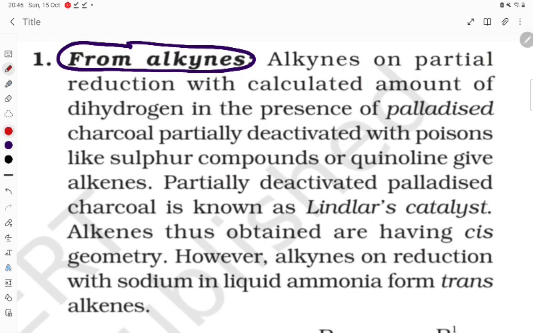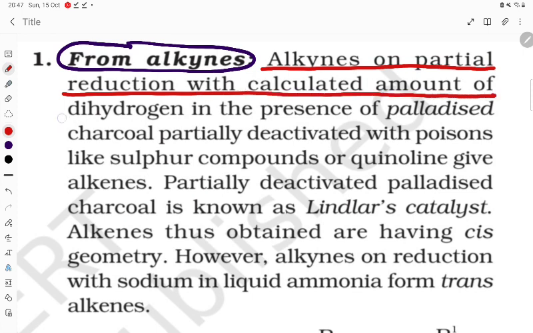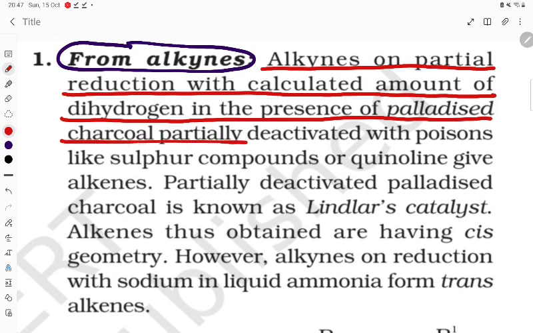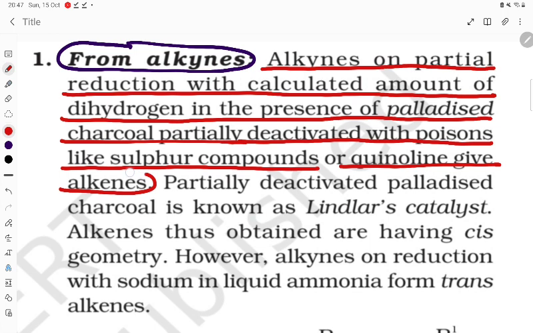So dear student, what we are supposed to do, we have to take the palladized barium sulfate, or we have to take sodium in liquid ammonia. Here you see, the alkynes on partial reduction with the calculated amount of dihydrogen in presence of palladized charcoal partially deactivated with poisons like sulfur compounds or quinoline give the alkene.